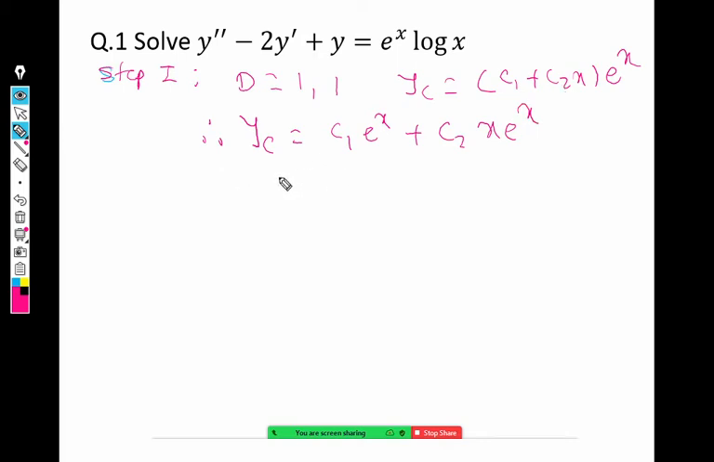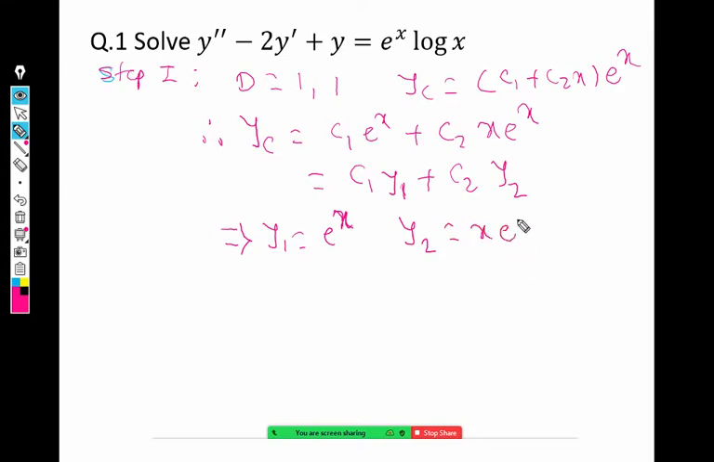Now compare this with c1 y1 plus c2 y2. So it should be y1 and y2. y1 is e raised to x, and what about y2? x e raised to x. Correct, x e raised to x.